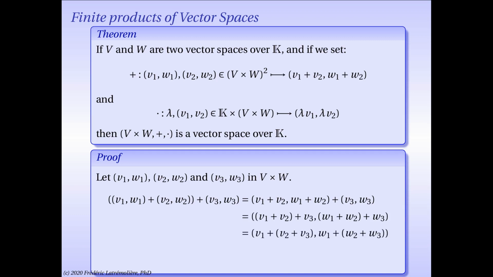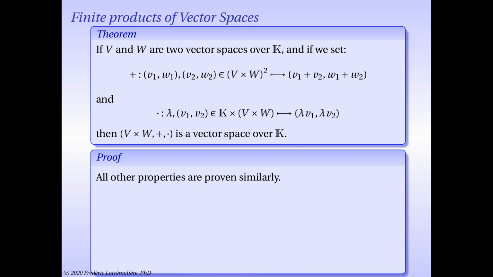Then you use the fact that in V, the addition is associative. So the sum of v1 and v2 added to v3 is the same thing as v1 added to the sum of v2 and v3. We do the same thing on the second component of this ordered pair because the addition in W is associative. We move the parentheses to the right. Then we unwind what we did. We recognize that this expression is the first pair, (v1, w1), added to the sum of the two other pairs. And thus we have proven our associativity.